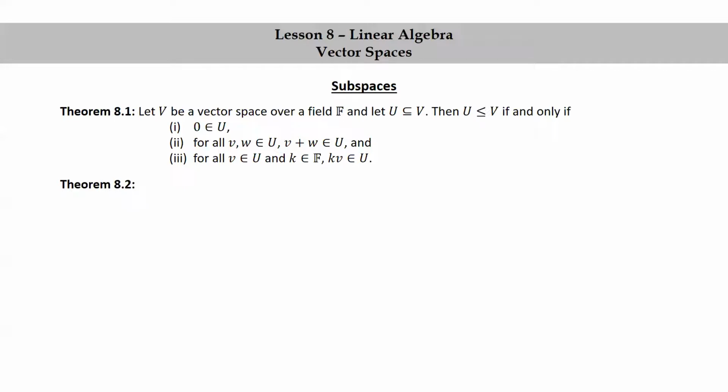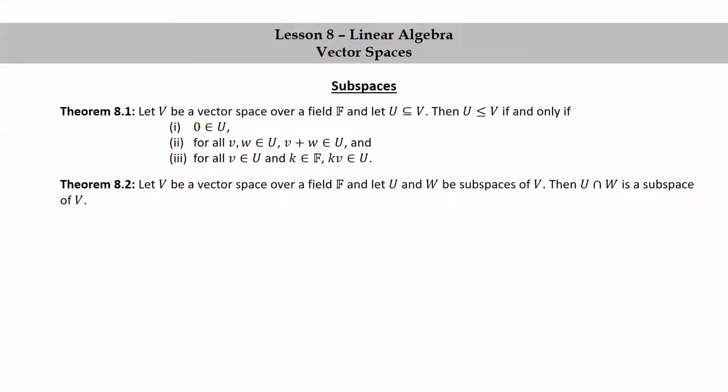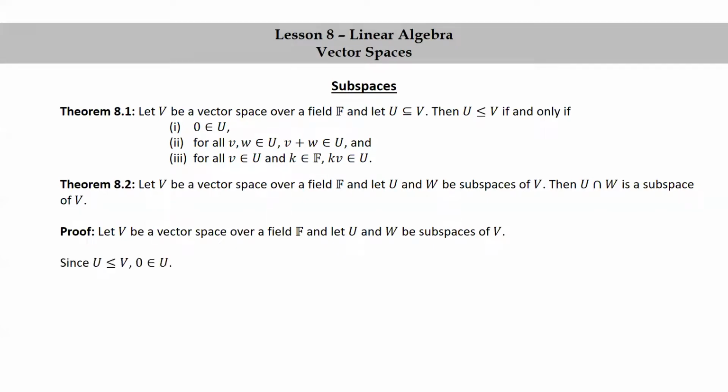Let's finish with a theorem. Let V be a vector space over a field F, and let U and W be subspaces of V. Then the intersection of U and W is also a subspace of V. Proof. Let V be a vector space over a field F, and let U and W be subspaces of V. Since U is a subspace of V, 0 is in U. Since W is a subspace of V, 0 is in W. So 0 is in the intersection of U and W.